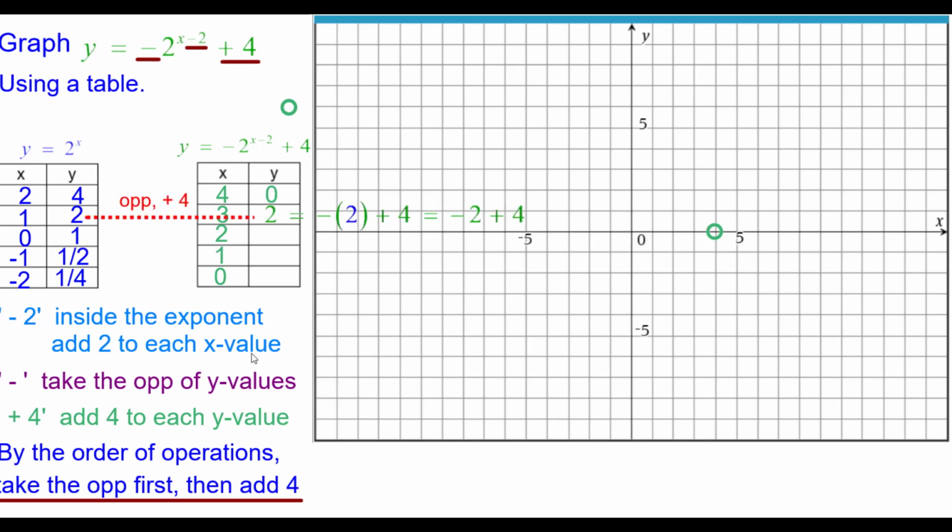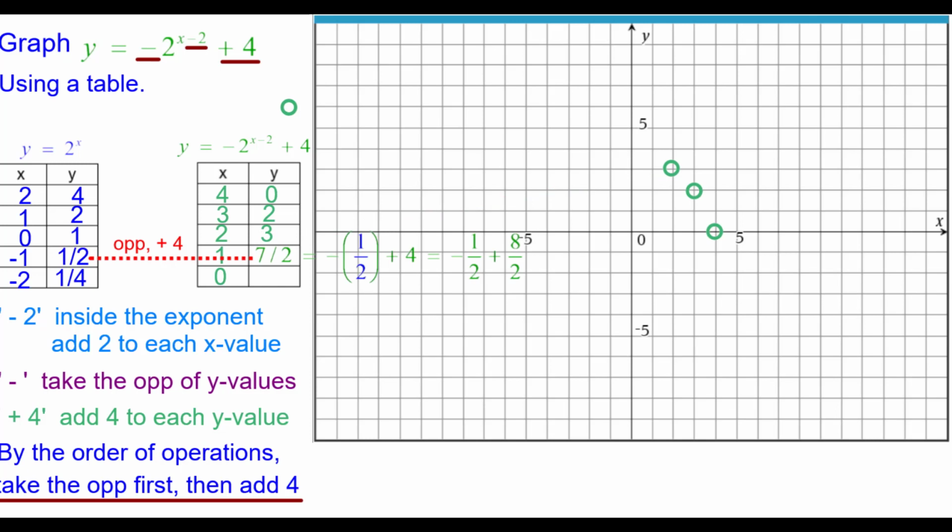Take the opposite of 2, which is negative 2. Add 4, you get positive 2. So plot 3, comma 2. And again, we're going to ask you to pause, finish these 3 points, plot them, finish the graph. Resume when you're ready. Opposite of 1 is negative 1 plus 4 is 3. So we'll plot 2, comma 3.